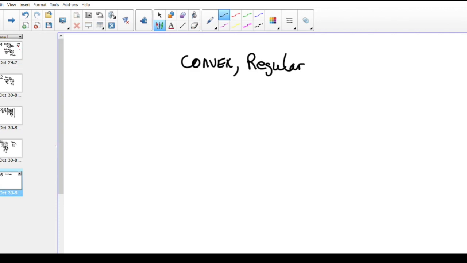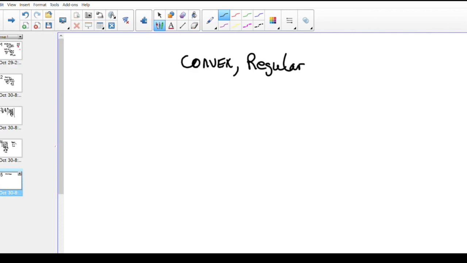Now, we're talking convex, so no dents in it, perfect, and we're talking regular. Okay? Everything now is going to be regular. What that means is that all the sides are going to be the same length, and all the angles are the same. But young people, at no time am I going to ask you about the length of a side. It's all angles.